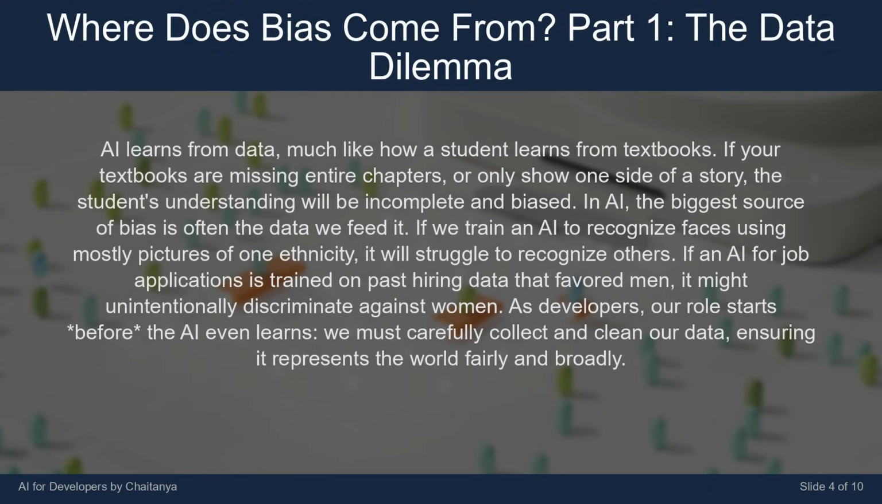AI learns from data, much like how a student learns from textbooks. If your textbooks are missing entire chapters, or only show one side of a story, the student's understanding will be incomplete and biased. In AI, the biggest source of bias is often the data we feed it. If we train an AI to recognize faces using mostly pictures of one ethnicity, it will struggle to recognize others. If an AI for job applications is trained on past hiring data that favored men, it might unintentionally discriminate against women. As developers, our role starts before the AI even learns. We must carefully collect and clean our data, ensuring it represents the world fairly and broadly.